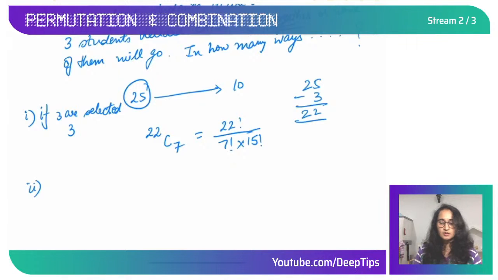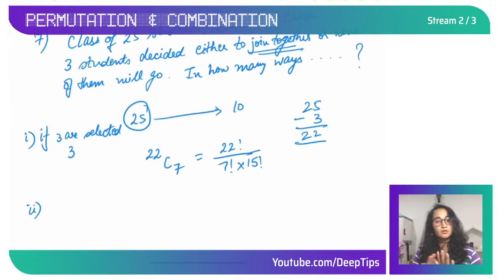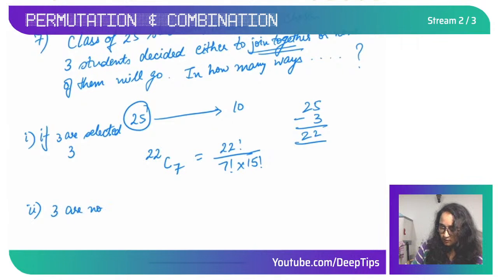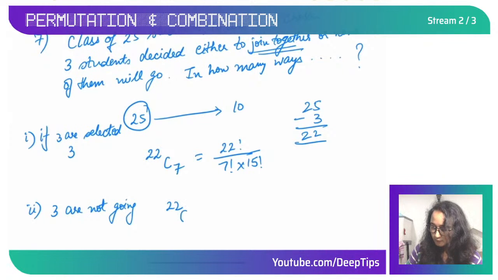The second case says, if only one friend is selected, then he will not go, because they have already mentioned that we will go together or we will not go. So if those three are not going, what option is the teacher left with? Then she has to select all 10 from the remaining 22. I hope you are clear with this. This is a very good question from NCERT. So if 3 are selected, then 7 will be selected from 22. But if 3 are not going, then the teacher has to subtract those 3 initially, and she has to make her selection from the 22 remaining students.